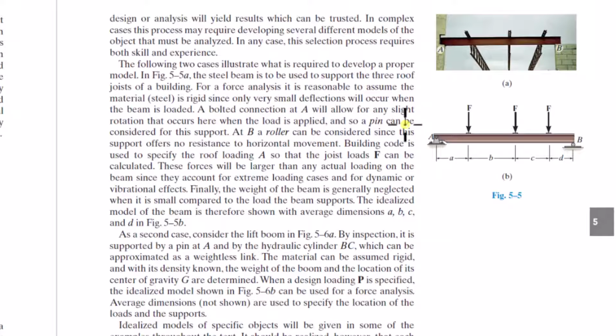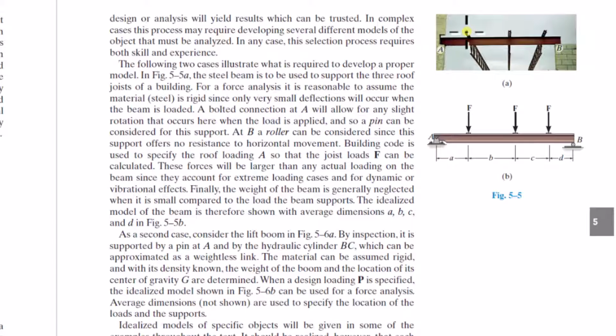A bolted connection at A will allow for any slight rotation that occurs here when the load is applied, and so a pin can be considered for this support. At B, a roller can be considered since this support offers no resistance to horizontal movement. Building code is used to specify the roof loading so that the joint loads F can be calculated.